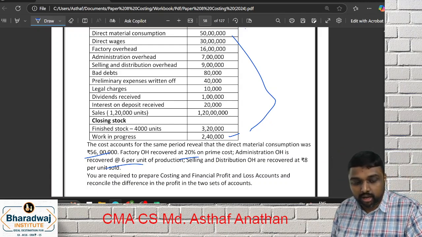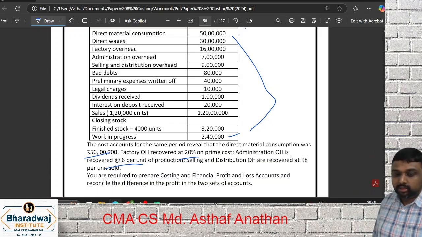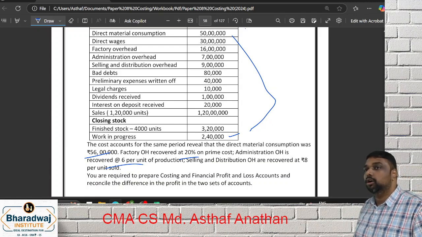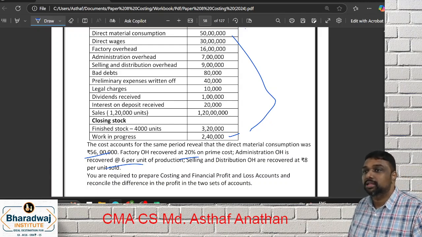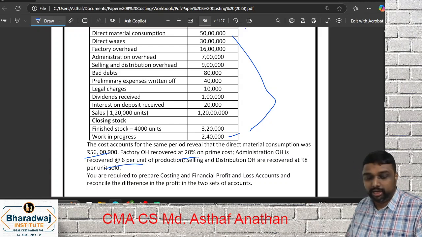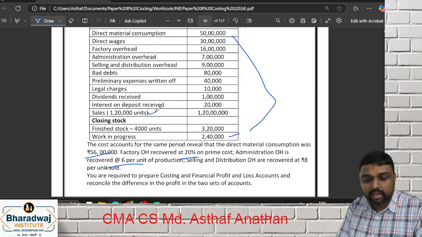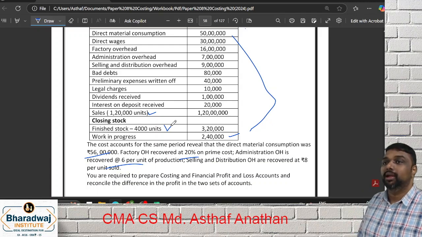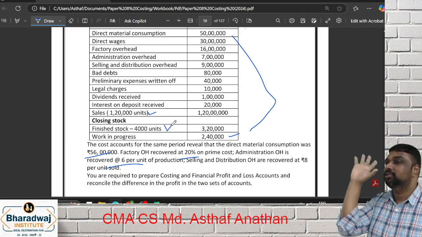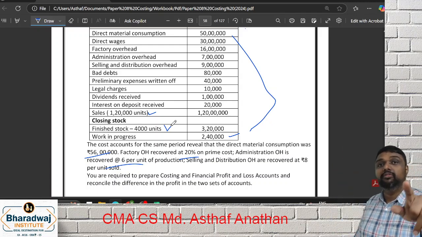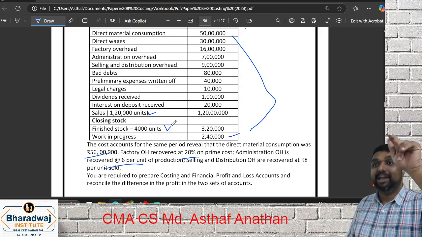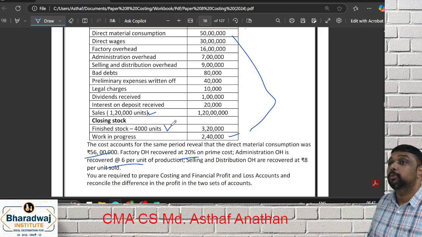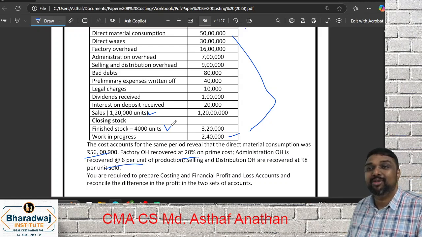Production is nothing but sales plus finished stock minus opening. Sales is 1 lakh 20. Finished stock is 4,000, minus opening. Opening is not mentioned, so 0. You can recall this from your budgeting chapter. In budgeting, you prepare the production budget. What is the formula for the production budget?